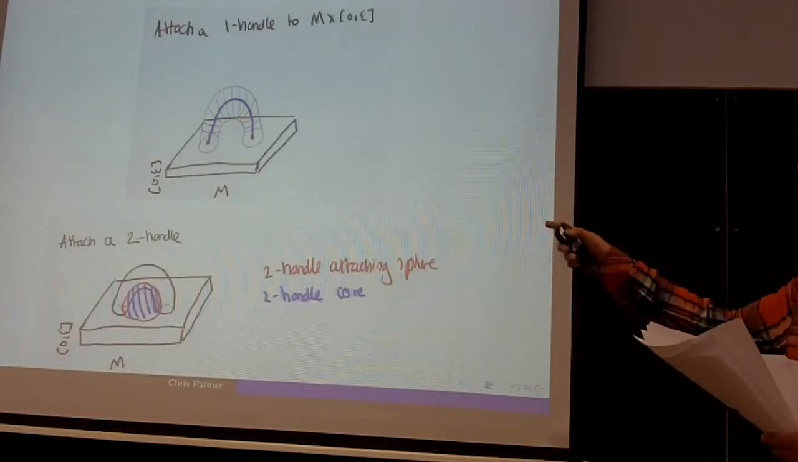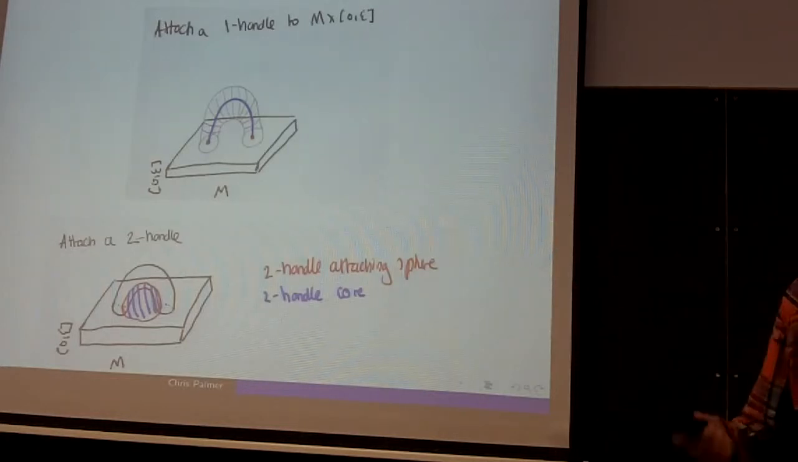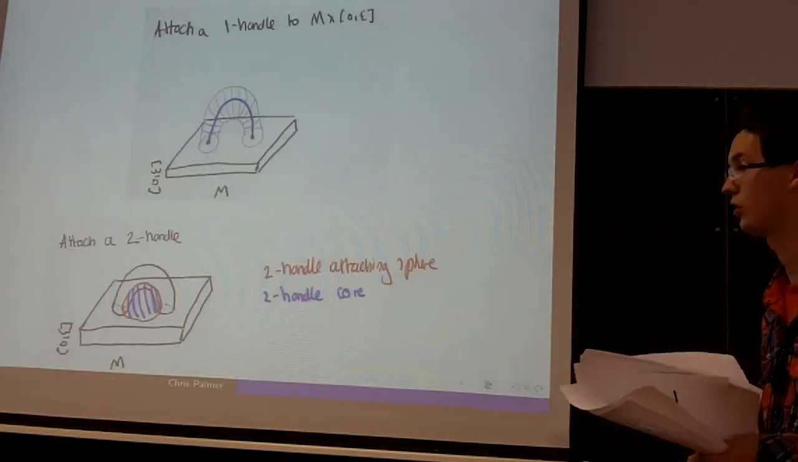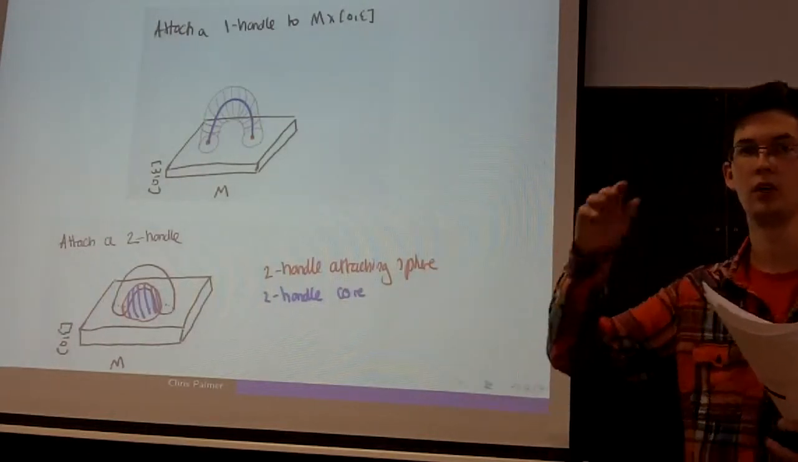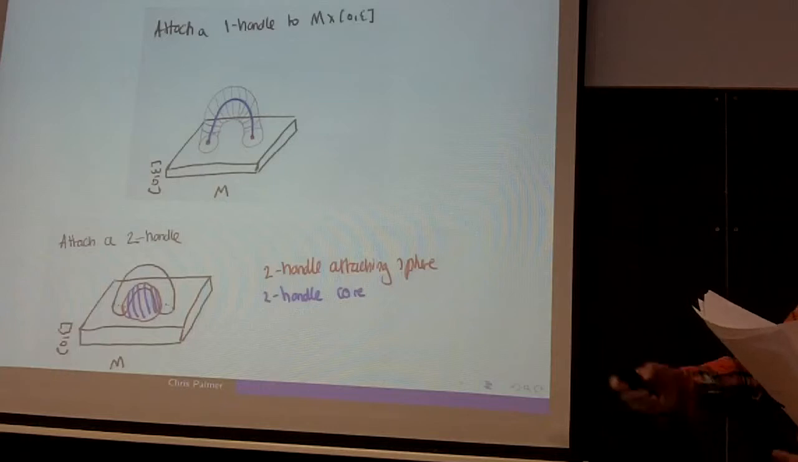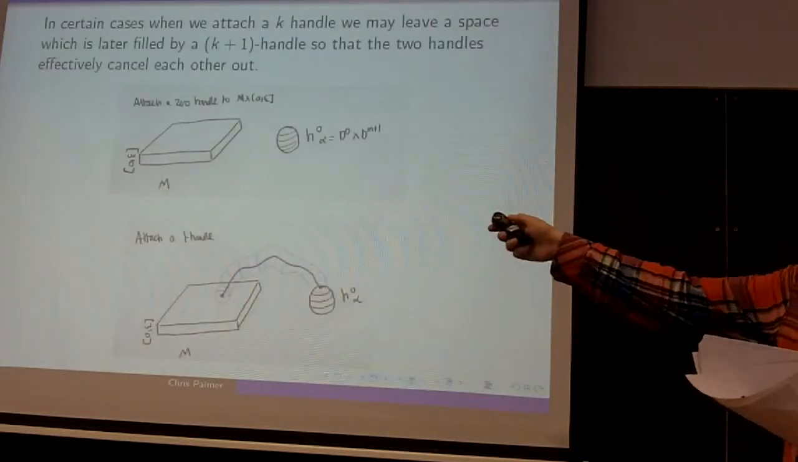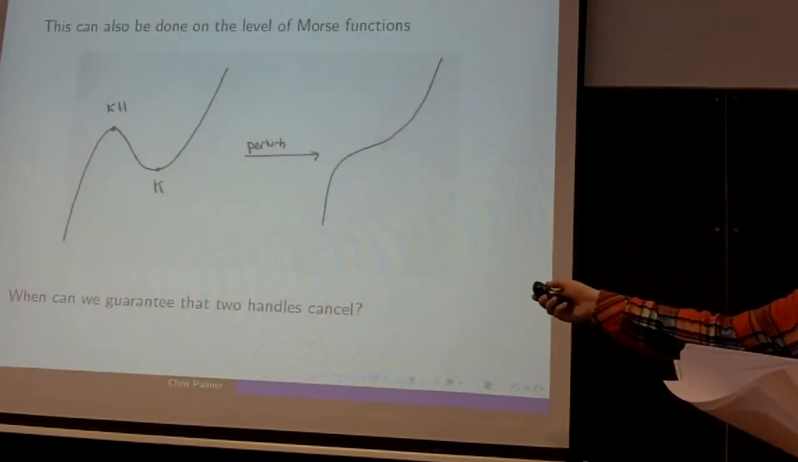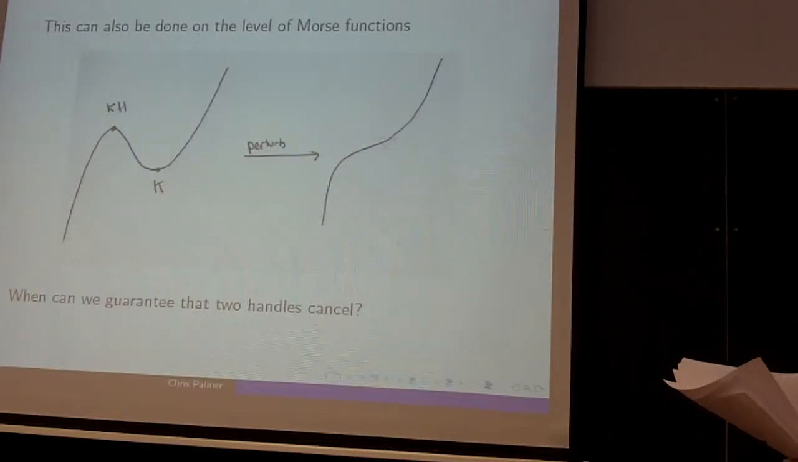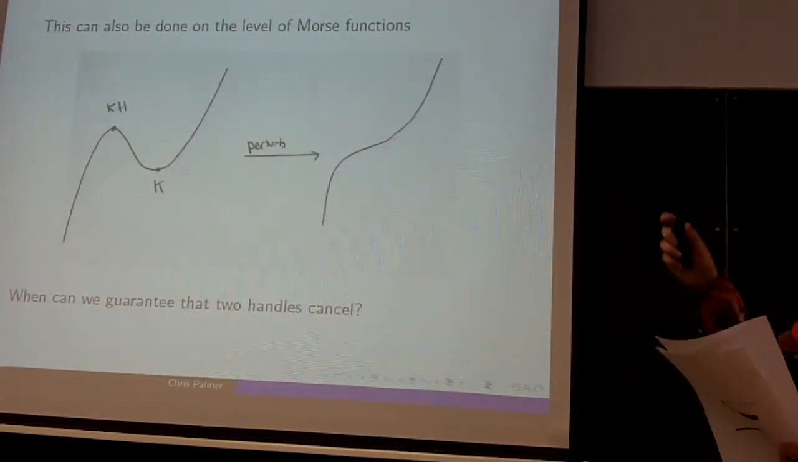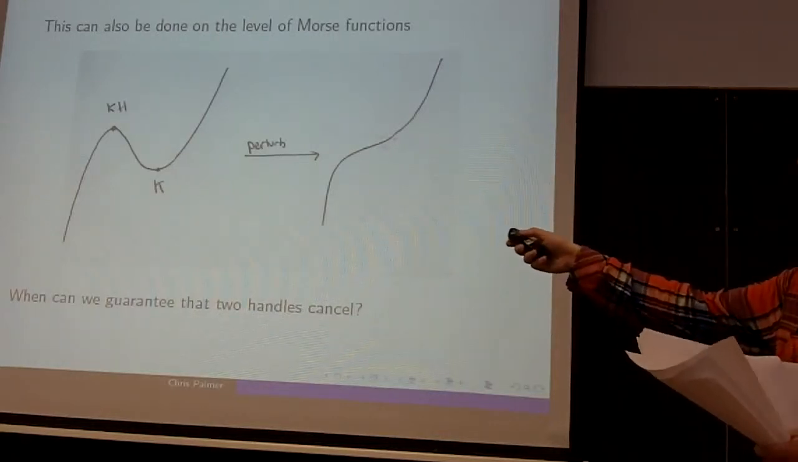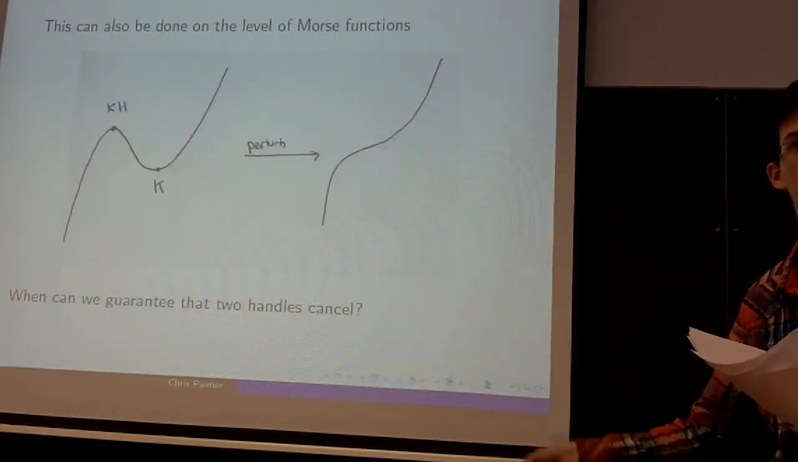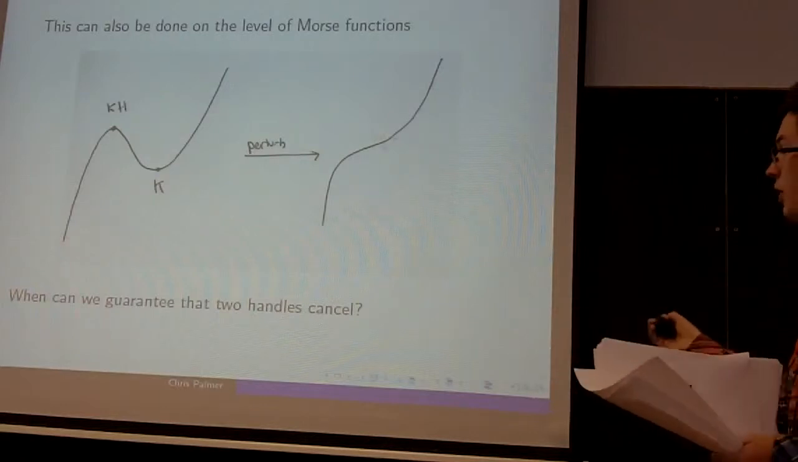And here we have an example where a 1 handle cancels with a 2 handle. So we've attached the 1 handle, and for the 2 handle, I've only shown the attaching sphere and the core, but you can imagine once you have attached it, you can smoothly push it down. So again, you just return to the base. Again, this can be done on the level of Morse functions. Here we have a critical point of index k and a critical point of index k+1, so we can essentially remove these by perturbing the Morse function.